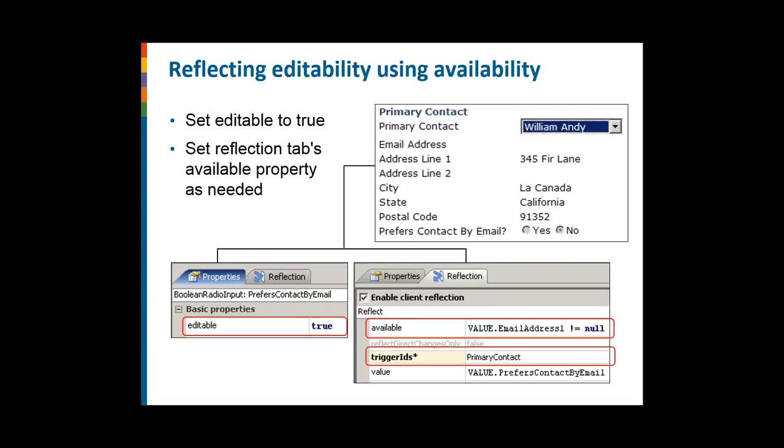property as needed. So here in the available property, you can say something like this: if value.email address 1 not equal to null, then only the value should be visible. Visible in the sense it will be visible, but it will not be available. So that is how you can make the availability condition. So editability cannot be done. So there is no email address.